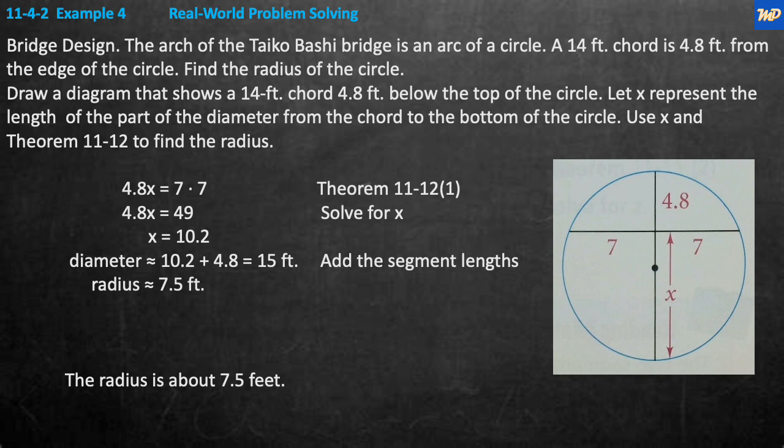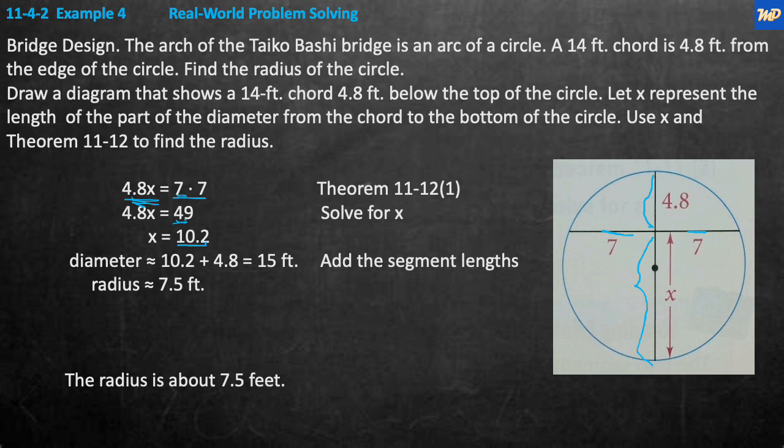They said 4.8 times x. So using theorem 11.12.1, 4.8 right here, and x, right? That x times 4.8, 4.8x right here, is equal to 7 times 7, 49. 4.8x is equal to 49. X then is equal to 49 divided by 4.8, which is 10.2.